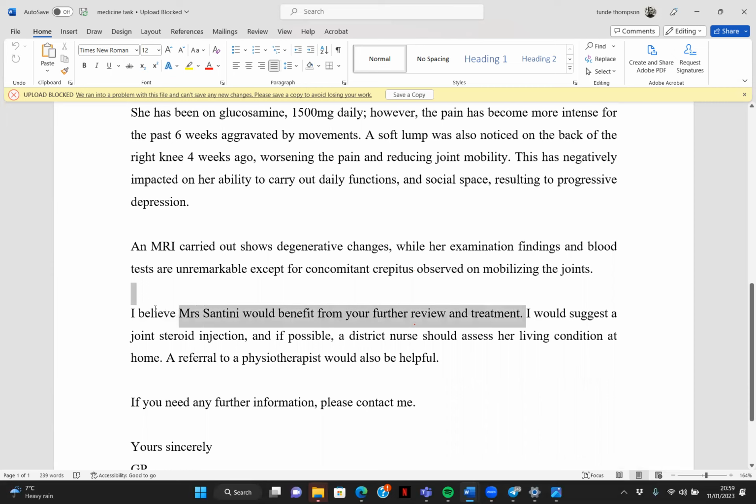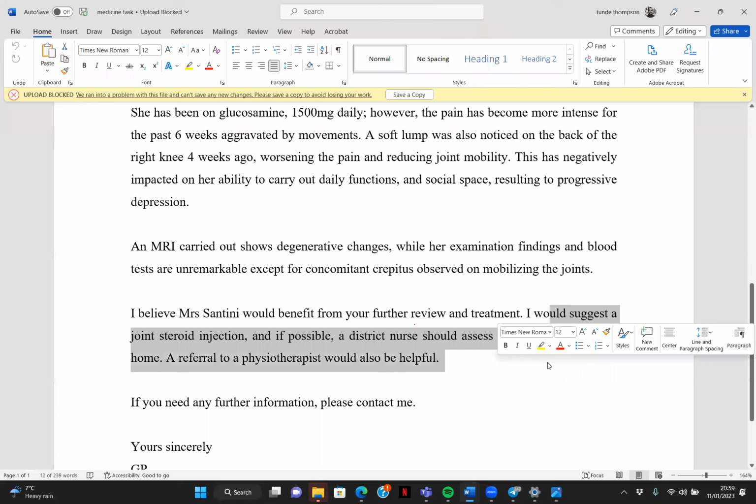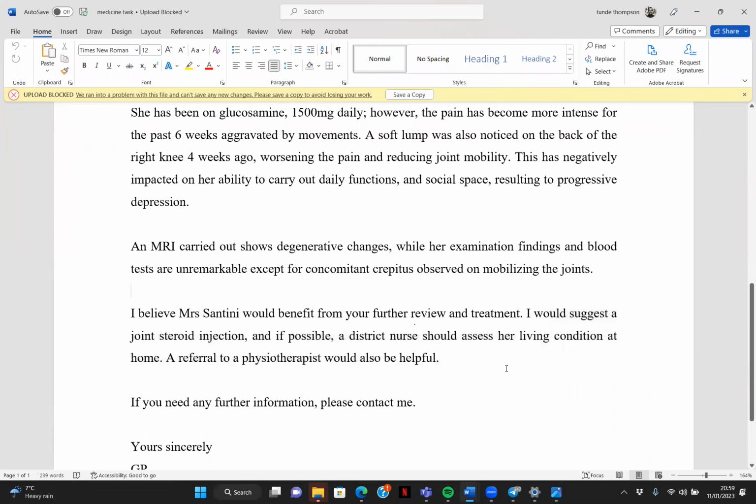This is like the first thing. You don't just stop there, just like what many of you did in your writing. Some just wrote only this one and ran away and stopped. You have to write in detail all the recommendations, everything you want the reader to do for this person. I would suggest a joint steroid injection, and if possible, a district nurse should assess her living condition at home. A referral to a physiotherapist would also be helpful. If you need further information, please contact me.